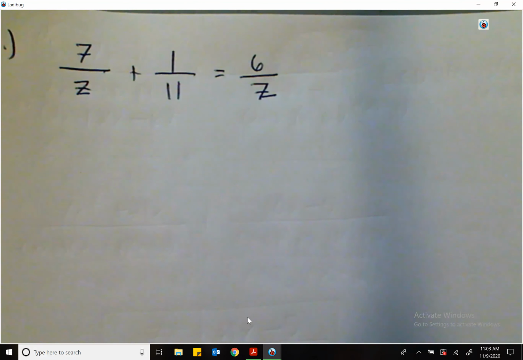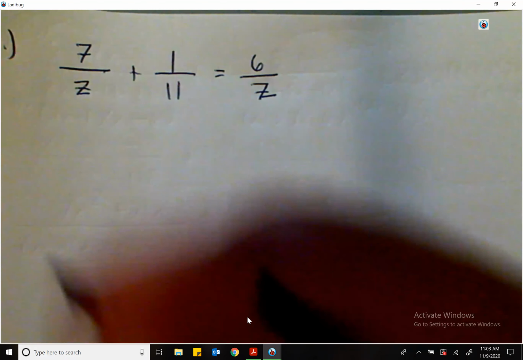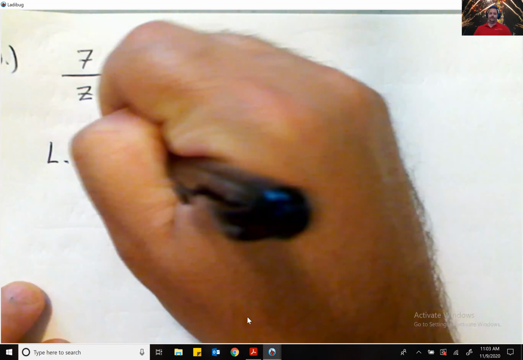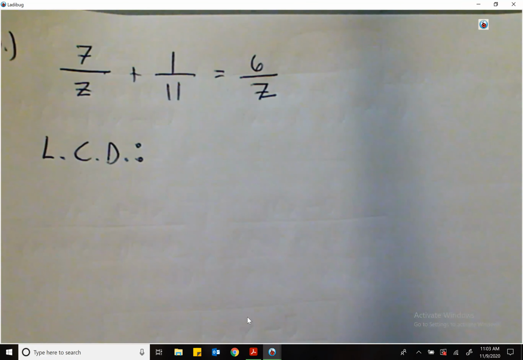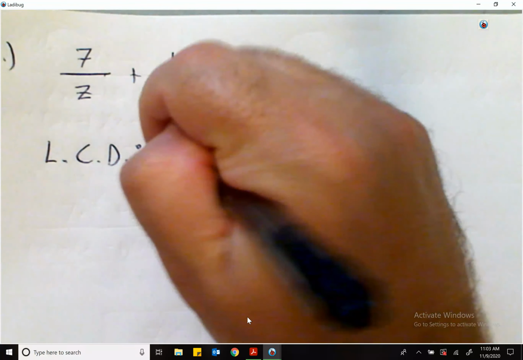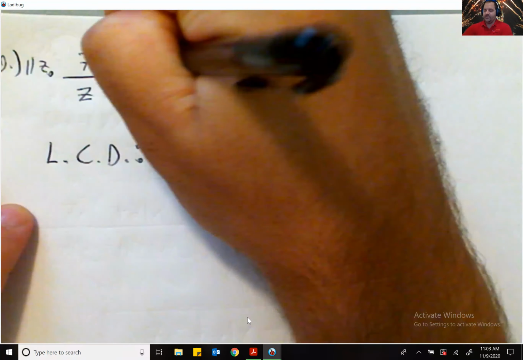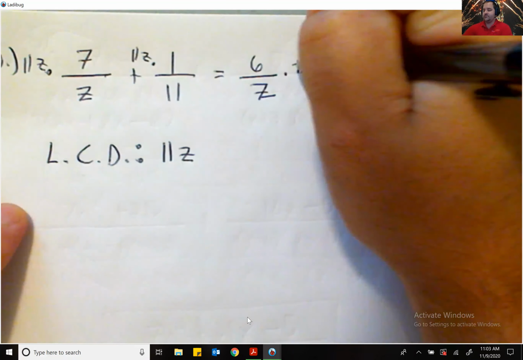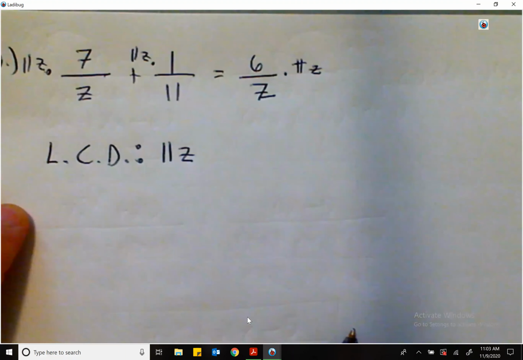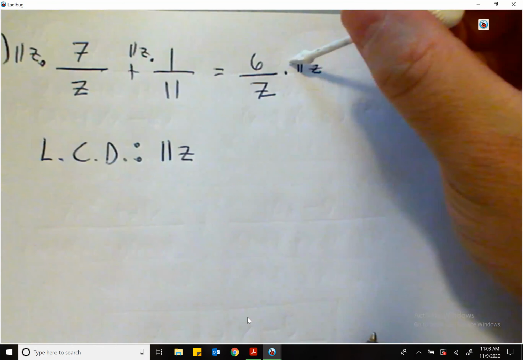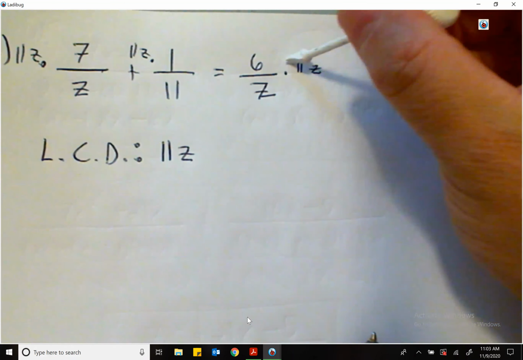Do for LCD? The LCD. All right. So what is our LCD going to be? 11Z. You got it. So you get 11Z, and you get 11Z, and you get 11Z. So there we go. We'll make that look like an 11.